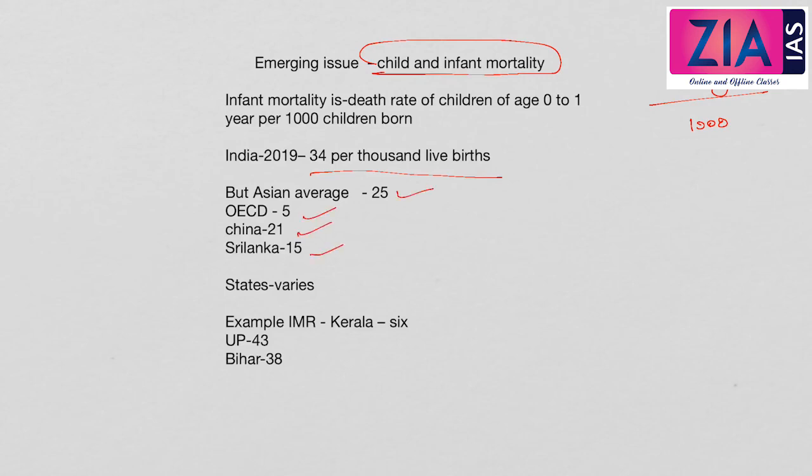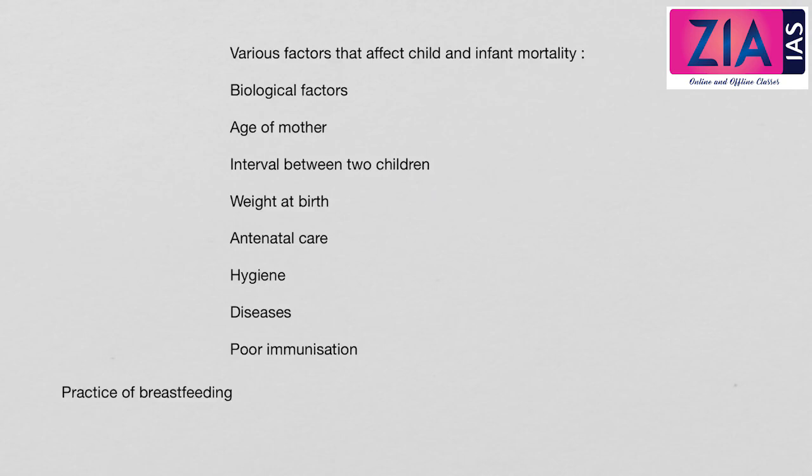And inside India also, it varies from one state to another. For example, the infant mortality rate in Kerala is 6, whereas in UP and Bihar it is 43 and 38 respectively. Next, we'll talk about various factors that affect child and infant mortality. What are the factors that result in child and infant mortality?